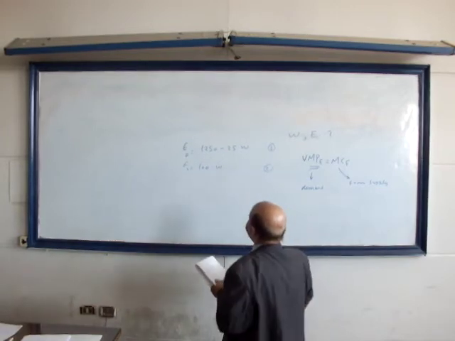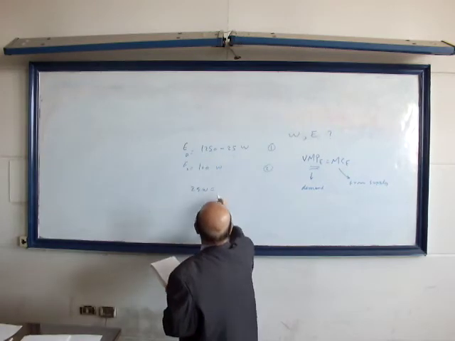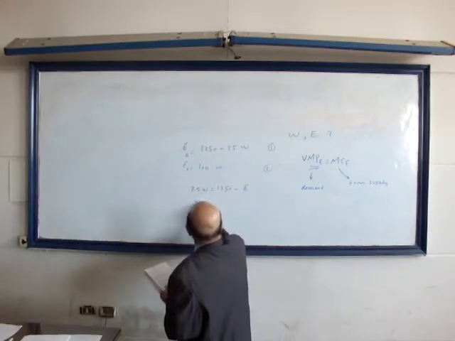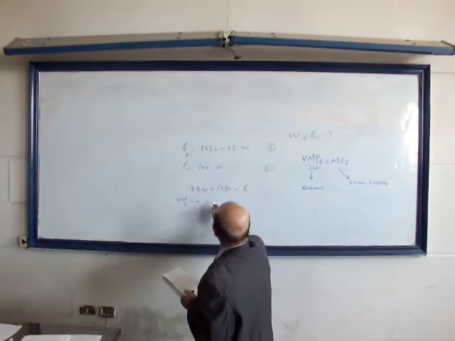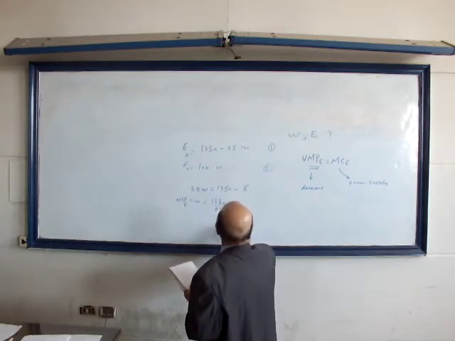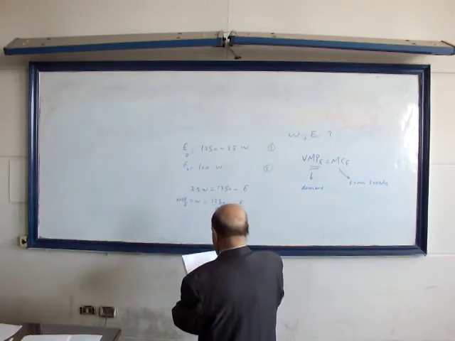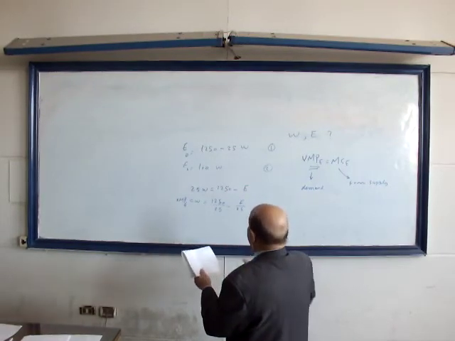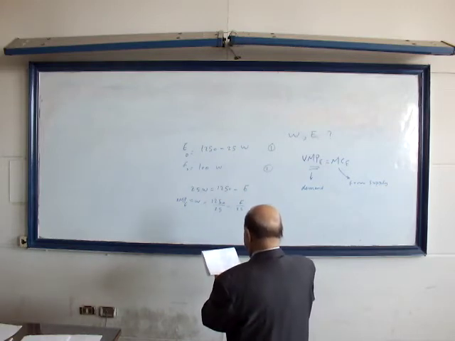Let me write down VNB. 25W, if you move to the other side, equals 1,250 minus E. W, which is VNB, equals, divide by 25, 1,250 divided by 25 minus E over 25. Okay? How much is this? This is the VNB equation.